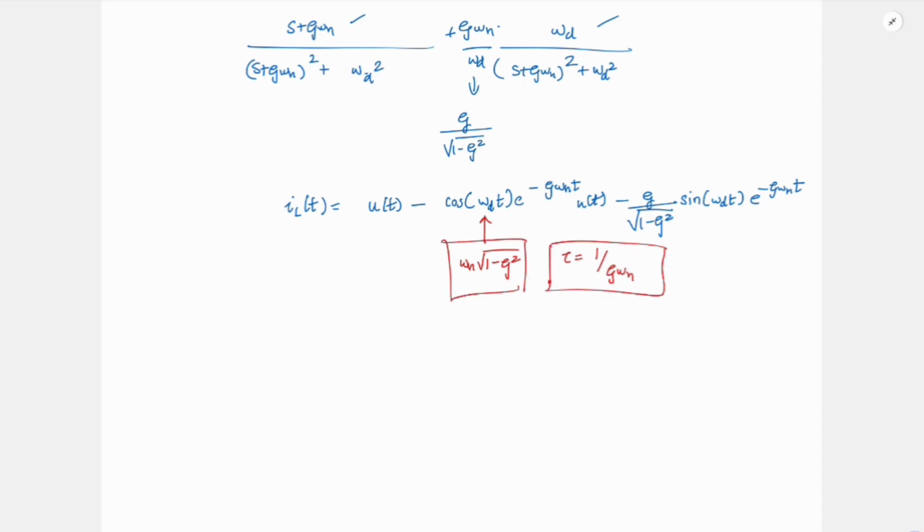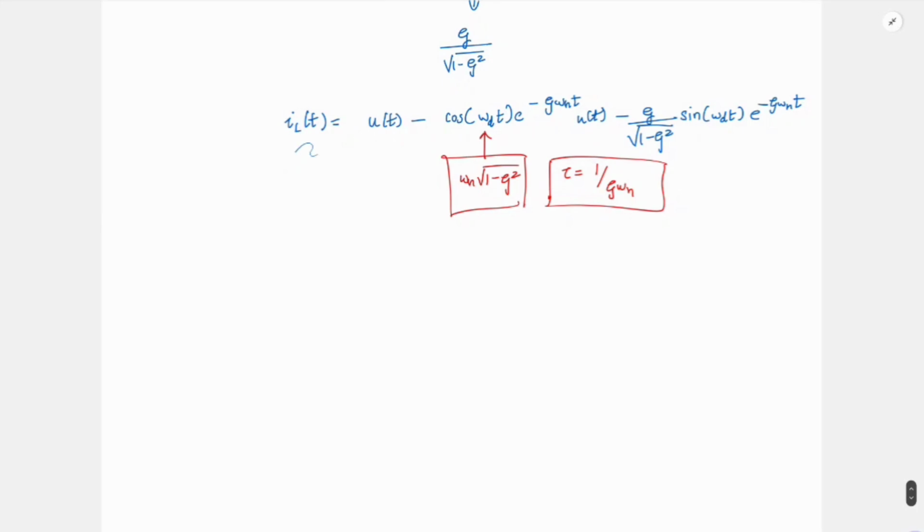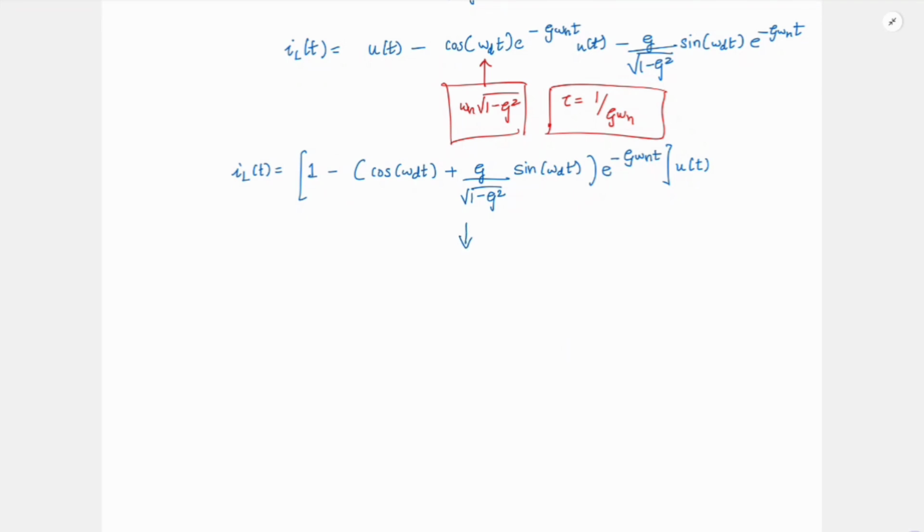Okay, now what is our target? We need to find the maximum overshoot, the maximum value. For finding maximum values, we have to take the derivative and equate it to 0. So my i(t), I'll rewrite again in an easier form: 1 minus cos omega d t plus zeta by root of 1 minus zeta square sin omega d t, into e power minus zeta omega n t, into u(t). Now I want the maximum of this term, so I'll take d by dt of this equal to 0.